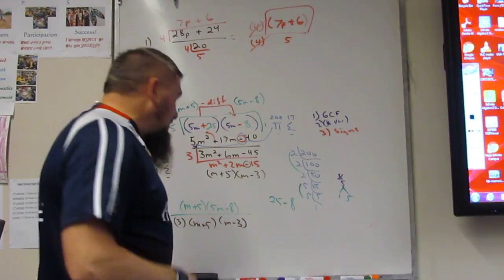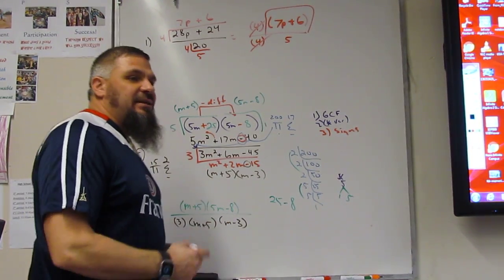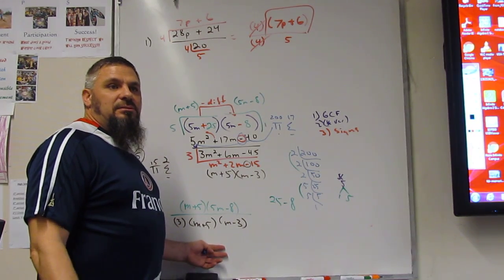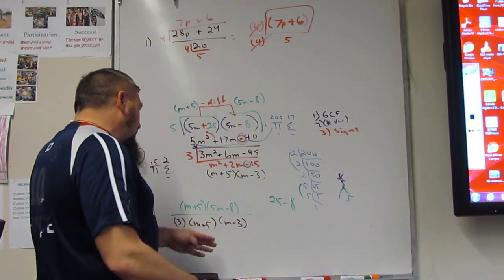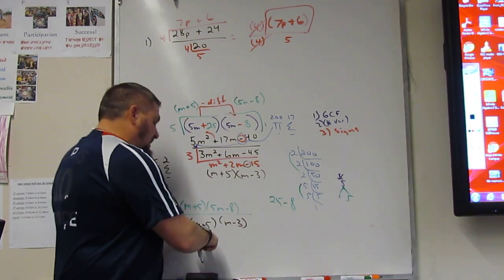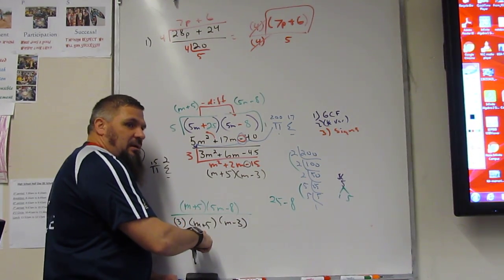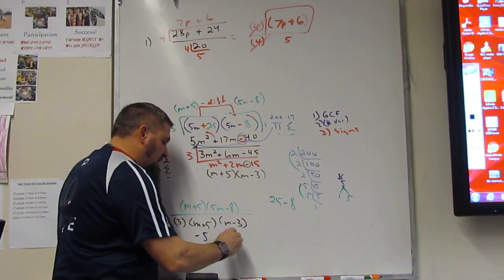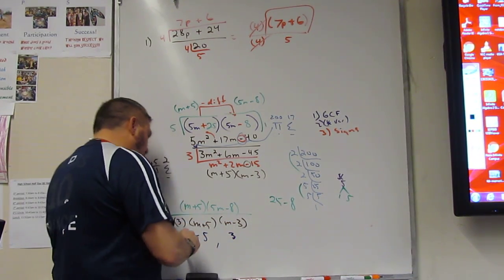And we talked about this before. This is Precalc, so you guys had this. You know that the bottom cannot go to 0, right? So what can m not be? m cannot be negative 5 and 3.